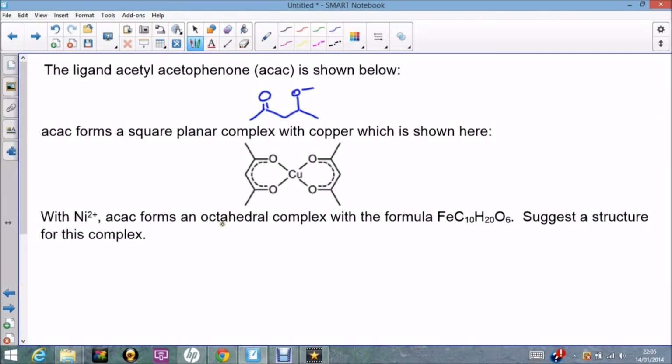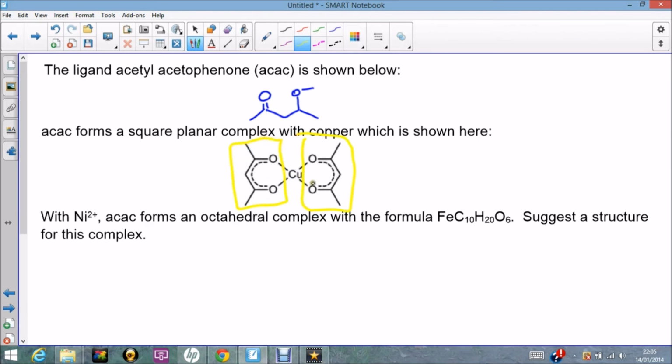In this next example, we've got quite a lot of information going on, and this question is really tough. So, the ligand acetylacetonate, known as acac, is shown below. So this is the ligand, and this forms a square planar complex with copper, and it's shown here. So we look, here is one lot of the ligand, and here is the other.